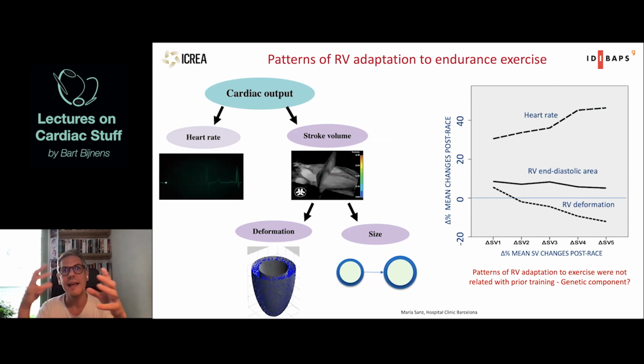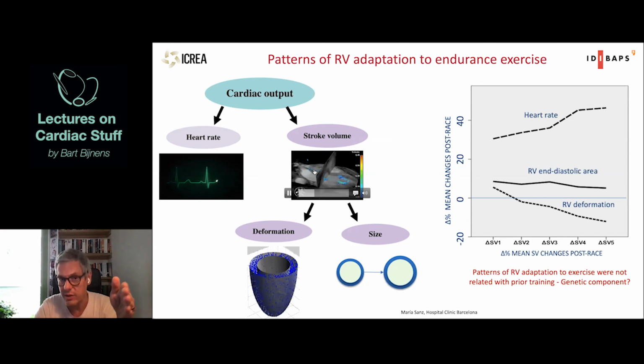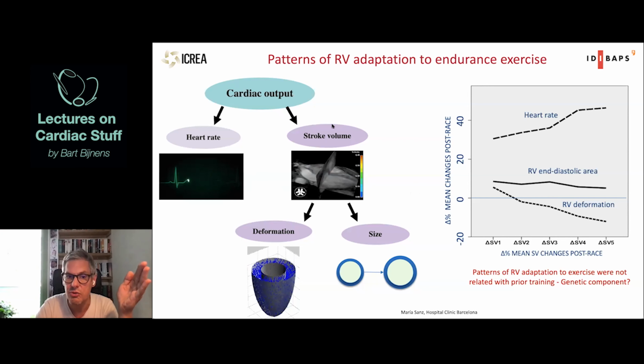Now, as last, and again, this is something that we come back to later on, this also can help us understand some of the remodeling that is taking place, for example, in athletes. Because what you see there is you need to increase your cardiac output when you do exercise, or when you have volume overload, and your cardiac output is determined by the heart rate on the one hand and the stroke volume on the other. And stroke volume you can change by changing your size or by changing your amount of deformation.